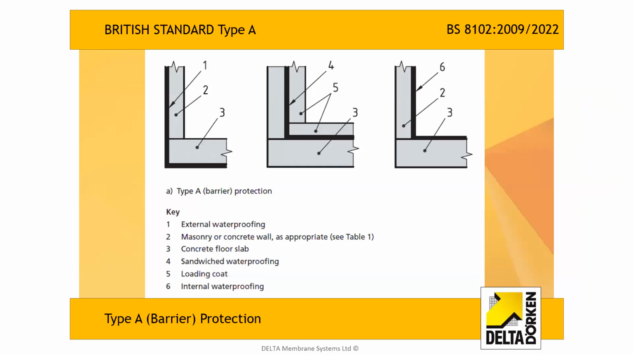There used to be a form of waterproofing, a Type A barrier system that was called sandwiched waterproofing, okay, which was within the structure.